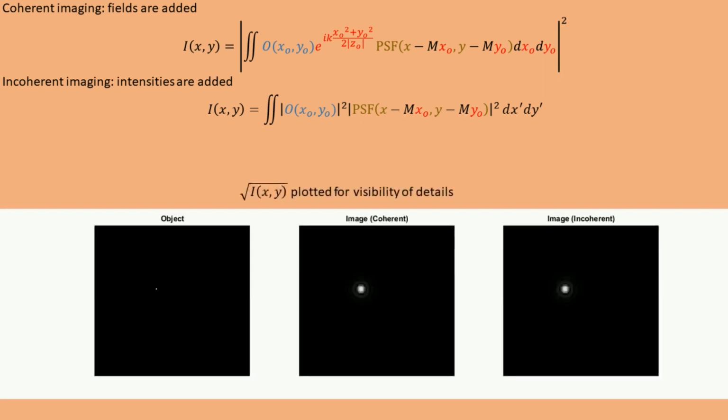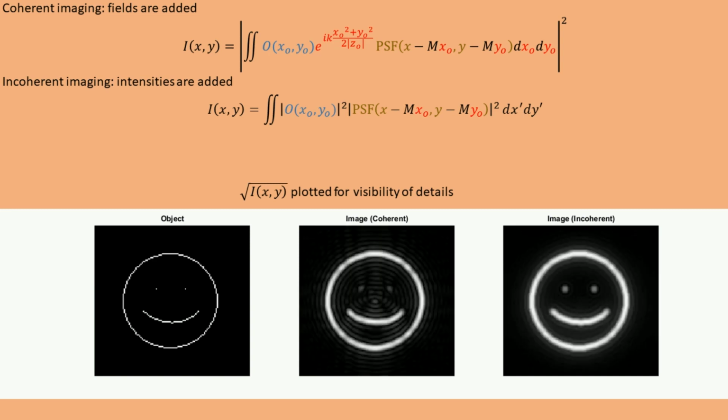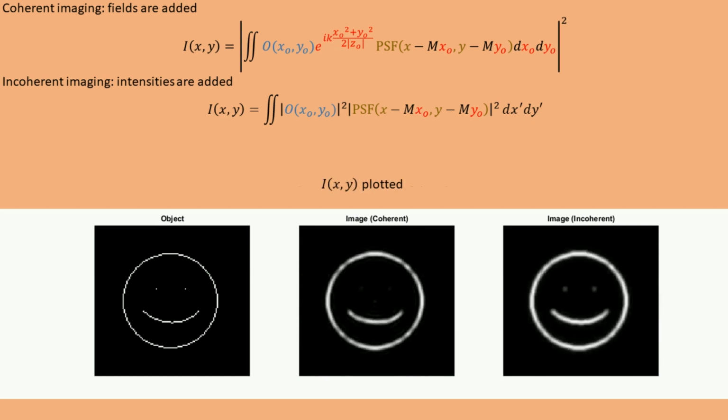So let's see how the images are formed in these two cases. If we have a point source in the object plane, we'll see a PSF in the image plane. Another point source at another location will give another shifted PSF. If we have a line of point sources in the object plane, then we'll get a line of PSFs in the image plane, but depending on whether the PSFs add coherently or incoherently, the interference effects are more or less visible. Until now, we've plotted the square root of the intensity to make the details more clearly visible. But if we plot the actual intensities, the difference between coherent and incoherent imaging is still noticeable.